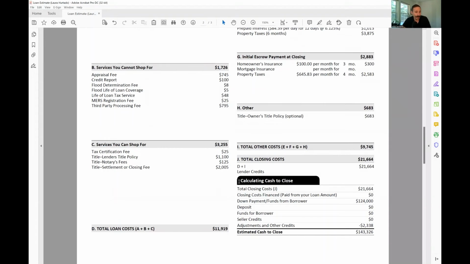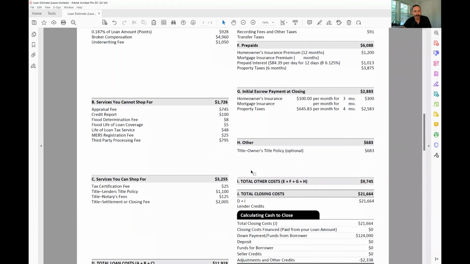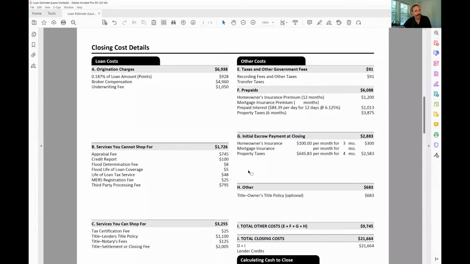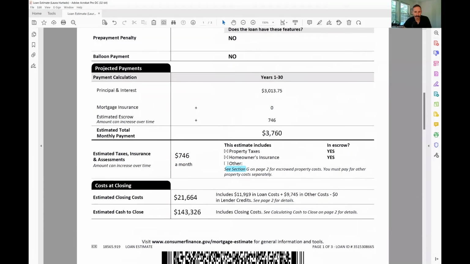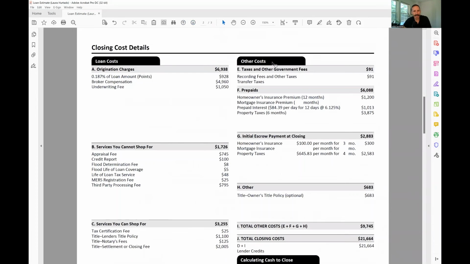So you could see that they're totaled up in section D. So it's $11,919 in section A, B, and C. And remember, if we go back to the first page of the loan estimate, that's going to be included in the total of all closing costs. And that's right here in this $11,919 section.